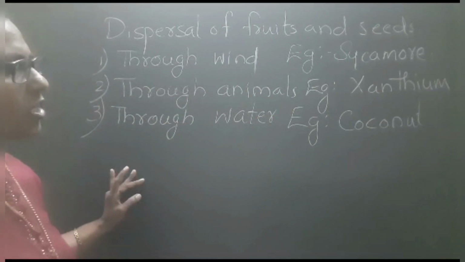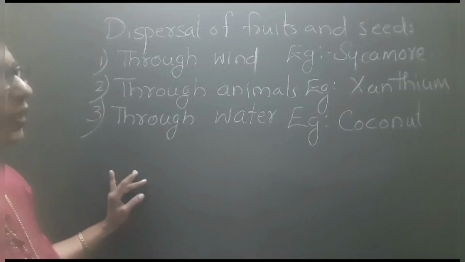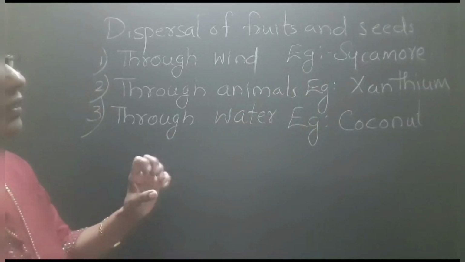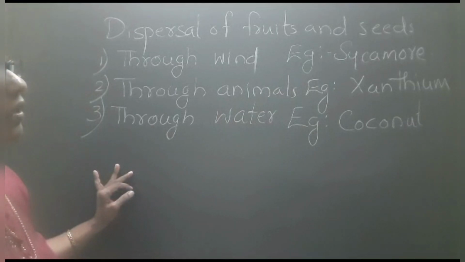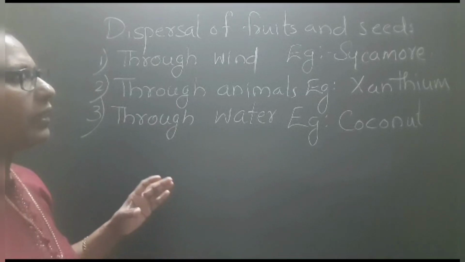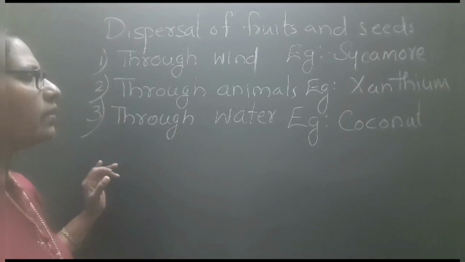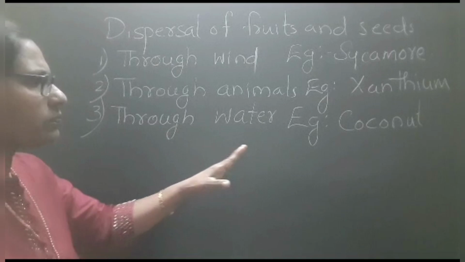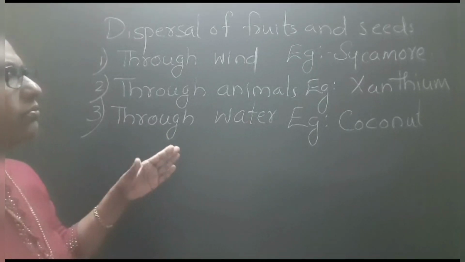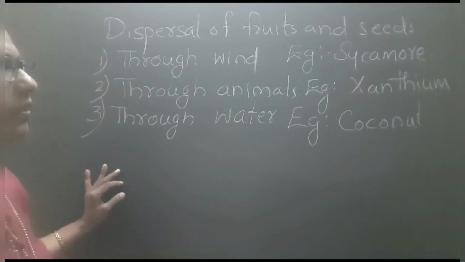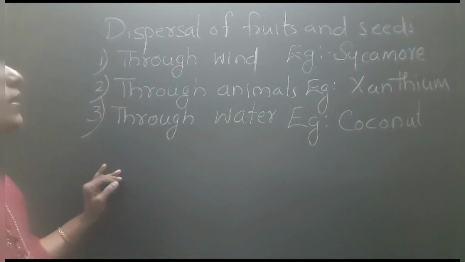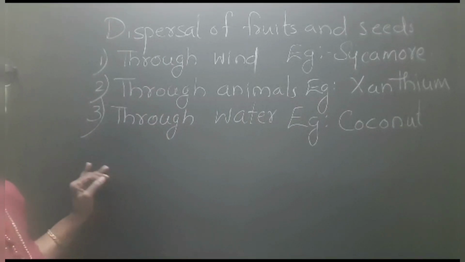Sycamore has a wing-like structure, so it is easy for the wind to carry. Xanthium has a hook-like structure. It catches the fur of the animal or even human beings, our clothes, and then we can also carry it away. Then coconut falls in the water, and then the water current carries it away. So these are the three ways of dispersal of fruits and seeds.